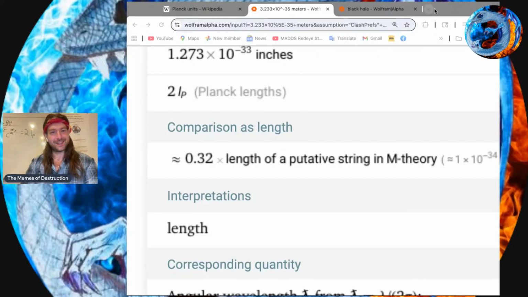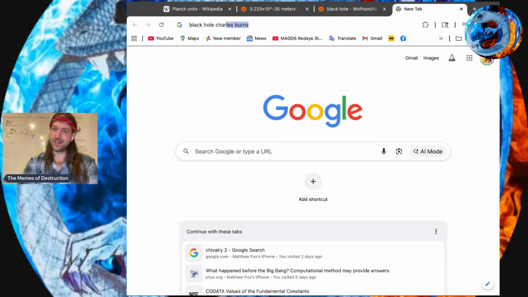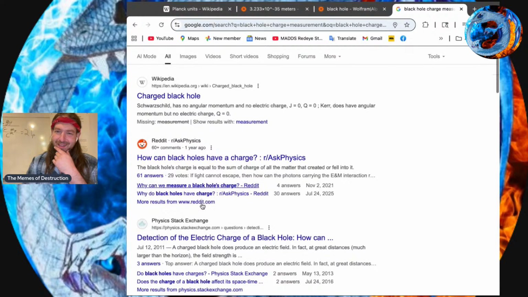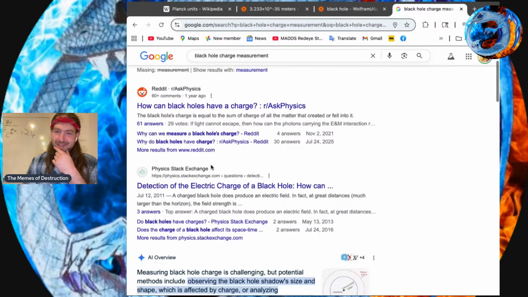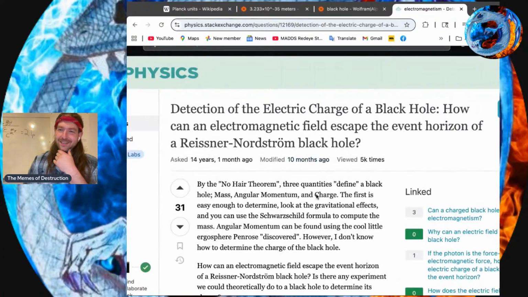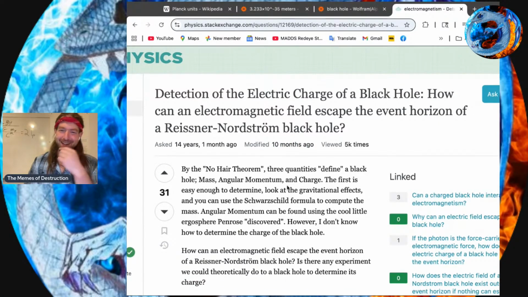Oh, that's actually, let's look at black hole charge measurement. This might actually be where it equals the charge of all matter created. This is actually how can an electromagnetic field escape the event horizon? Well, technically, aren't we saying it's around it?